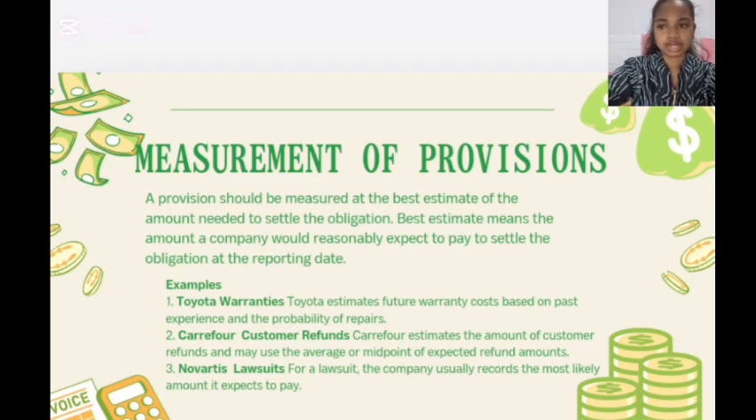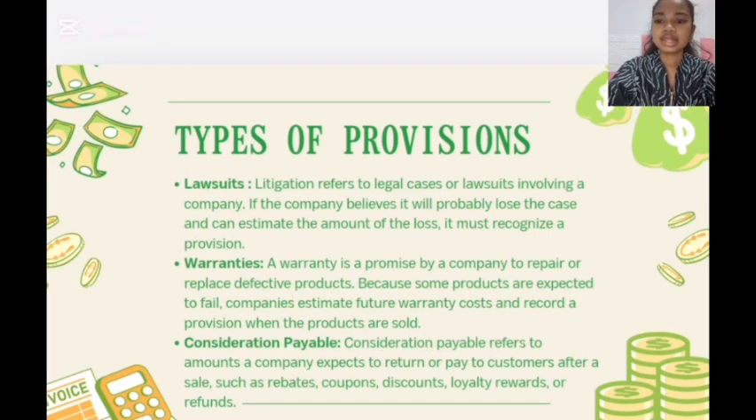at the reporting date. For example, Toyota warranties: Toyota estimates future warranty costs based on past experience and the probability of repairs. Or another example is Carrefour customer refunds. Carrefour estimates the amount of customer refunds and may use the average or midpoint of expected refund amounts. And then we move to the types of provisions.